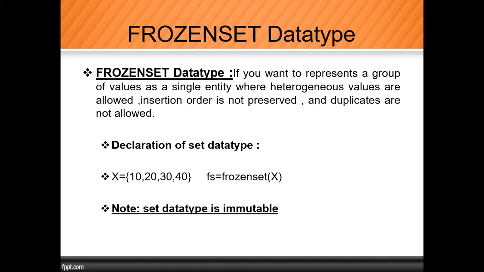In the list and tuple, whenever we add elements inside that data type, they maintain the insertion order. The first element will be stored in the first place, the second element in the second place, the third element in the third place, like that. But whenever we use the set and frozenset, the insertion order is not preserved. We'll check how we can say that the insertion order is not preserved.